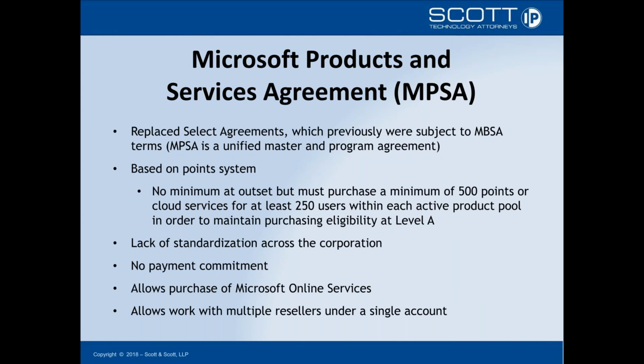The MPSA is, again, the volume license agreement. Some clients will have an EA for some things and buy other things under an MPSA that kind of rides along with it. As I said, this replaced the select agreements. Now the MPSA is a unified master agreement and program agreement, meaning you don't need an MPSA to ride above the MPSA. All you would need to enter into is the MPSA on its own. It's based on a point system. There's no minimum at the outset, but you have to purchase a minimum of 500 points or cloud services for at least 250 users within each active product pool in order to maintain purchasing eligibility at level A.